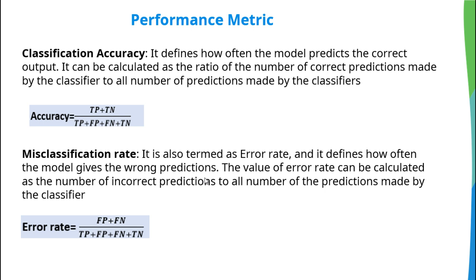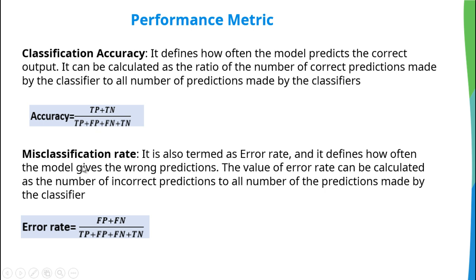One of them is classification accuracy, which we just did now. It defines how often the model predicts the correct output. It can be calculated as the ratio of the number of correct predictions made by the classifier to the total number of predictions made by the classifier. That is total. So it means true positive plus true negative, all the true together, over true positive, false positive, false negative, true negative. So this means the summation of everything.